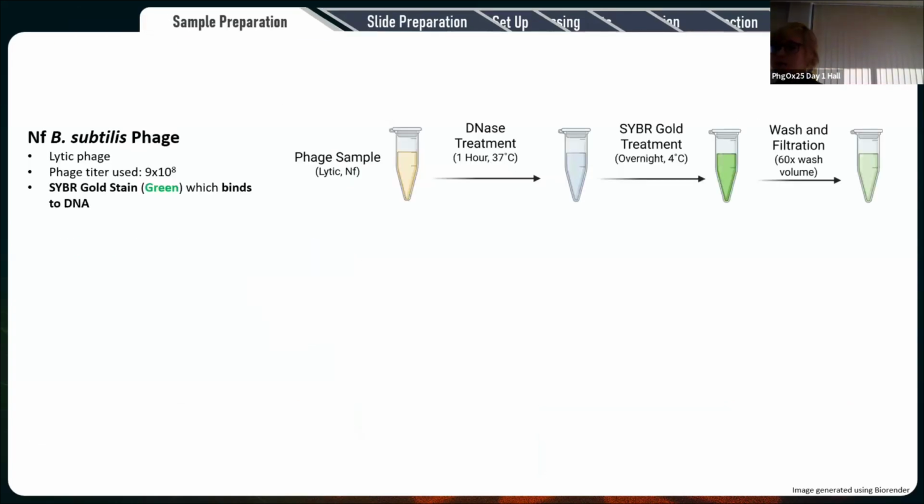For the first part, the sample preparation, in our first experiment we used a Bacillus subtilis phage called NF, which is a lytic phage and can produce quite a high titer. We stained this phage using a stain called SYBR Gold, which produces a green fluorescence when it's attached to DNA. So this is a DNA binding stain that only fluoresces when it's bound to DNA.